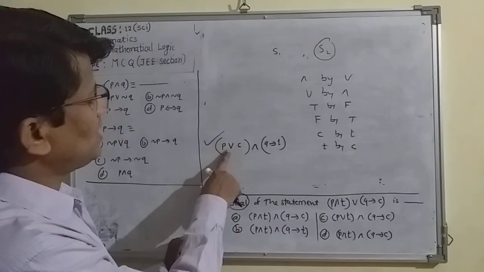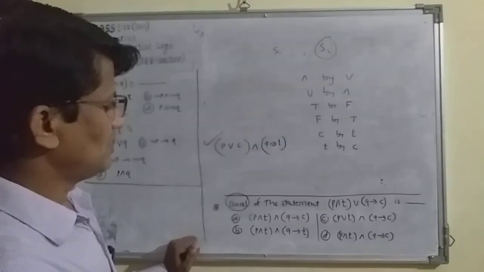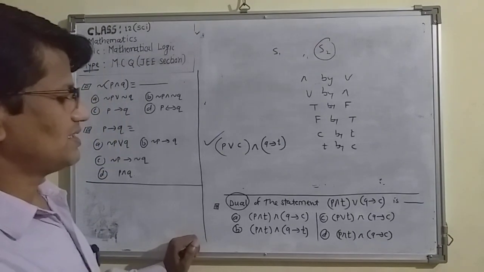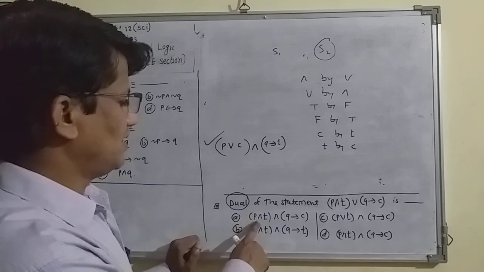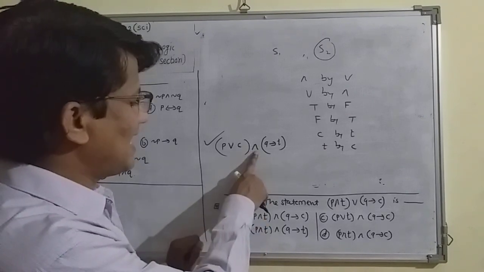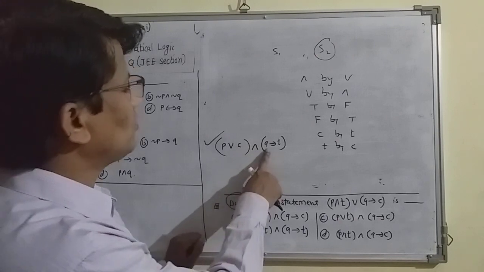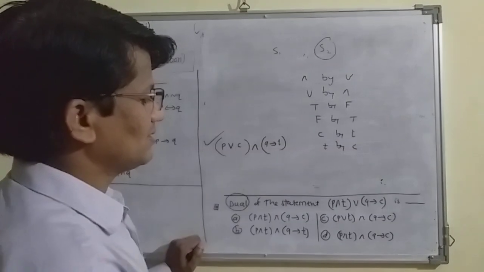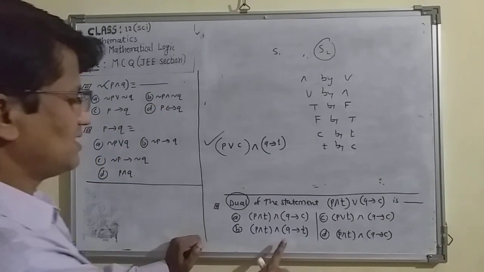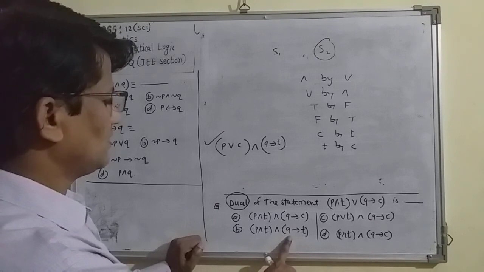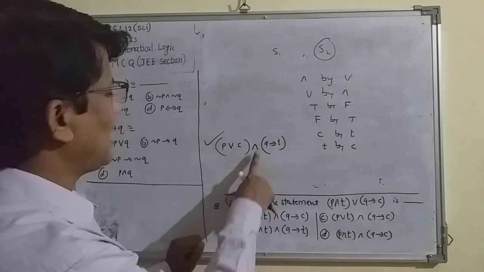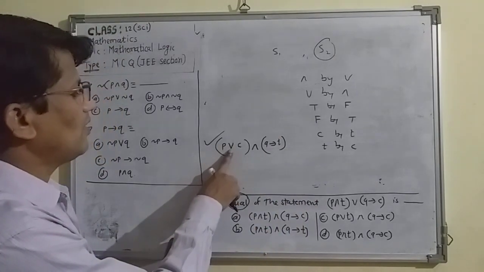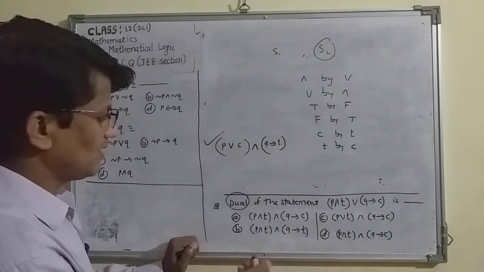First bracket is P or C. P or C. Here it is not given. Here and is given. Q implies with T. Q implies with T here. Same option is here and here, P or C. But this option is not here.